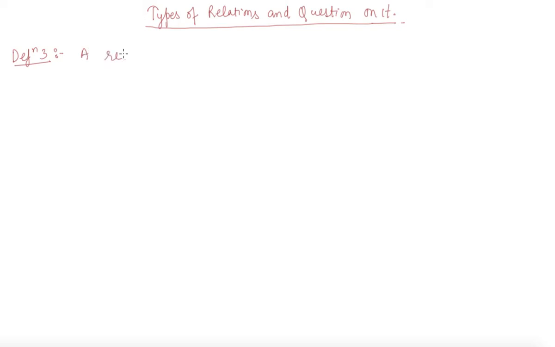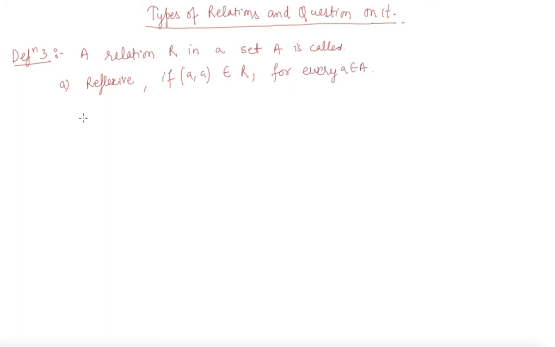A relation R in a set A is called reflexive if (a, a) belongs to R for every a belonging to capital A. Means relation from A to A only.